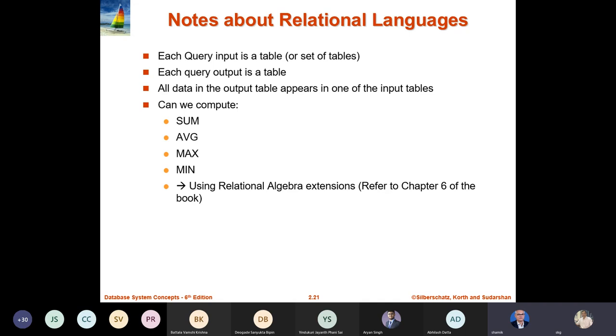There can be other types of computation, that is sum, average, max, mean. Those can be done, and there are other extensions of relational algebra that we will see later in this lecture, somewhere in chapter 6 of the book we are following.